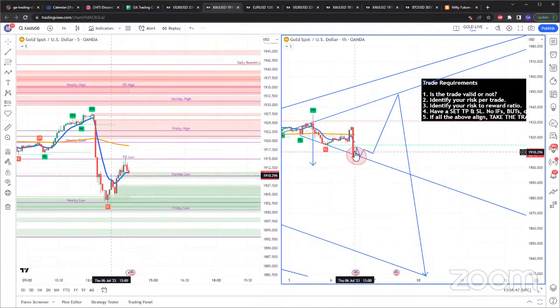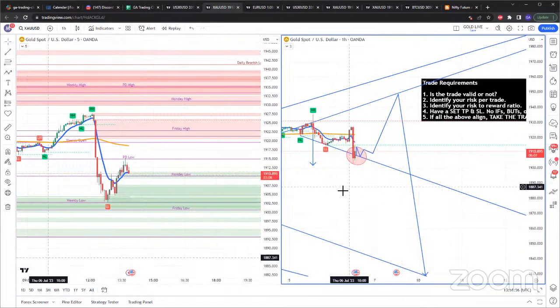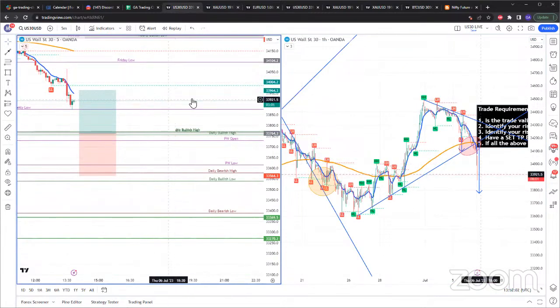But you would have to wait for this hourly candle to close above this trend line. And then you'd have to wait for the next hourly candle to retest the trend line and also close above. But until you have that, trading gold right now is just risky.